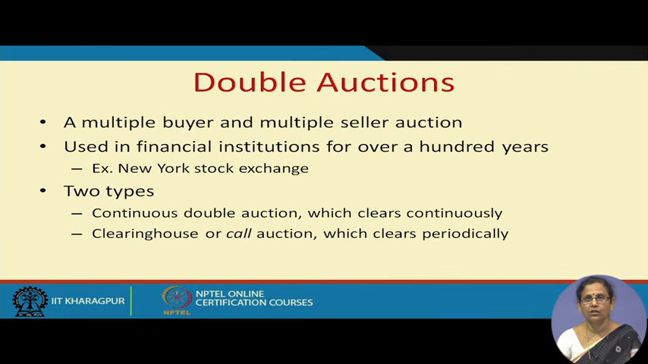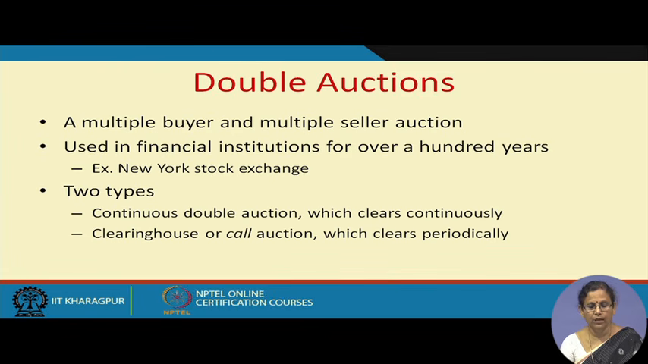Then another kind of auction is your double auction. In a double auction, you have a situation in which you have multiple buyers and multiple sellers. Usually such auctions happen while exchanging financial securities. In fact, many financial institutions have used such kinds of auctions for many years. An example is the New York Stock Exchange, but with the introduction of online auctions, these things are happening in a more convenient manner, in a more automated manner. The activities are now automated.